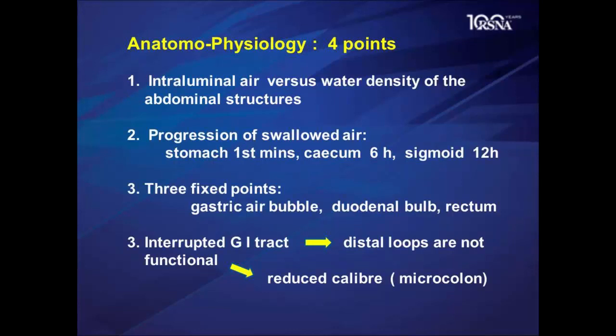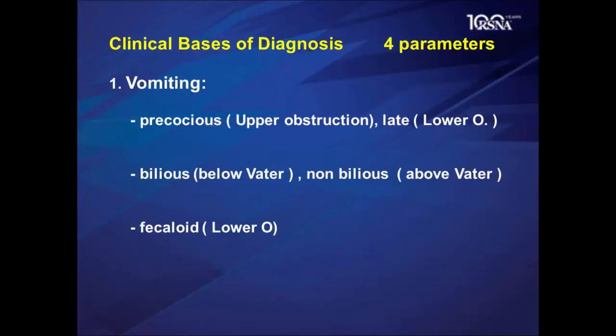So to summarize, the air, we follow in mind how it is swallowed, and then we make a statement: is it absent or normal or delayed? Having seen those landmarks, we have an idea about the level of interruption of the GI tract. This is basically best seen on a plain radiograph of the abdomen.